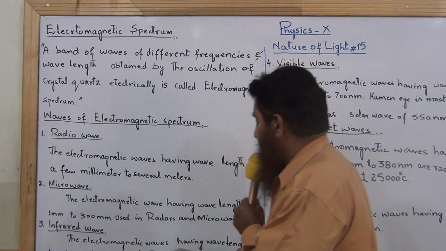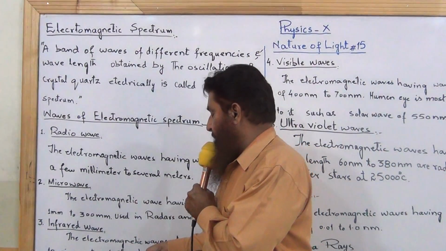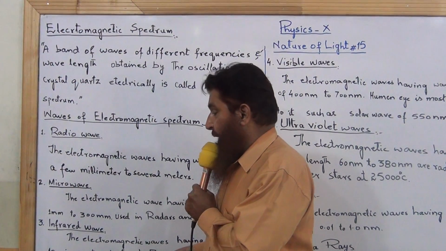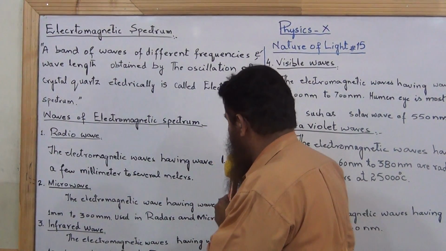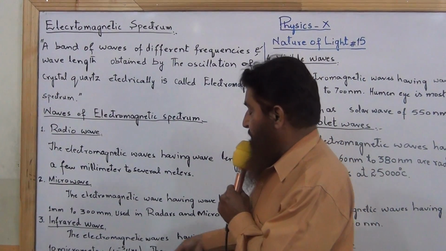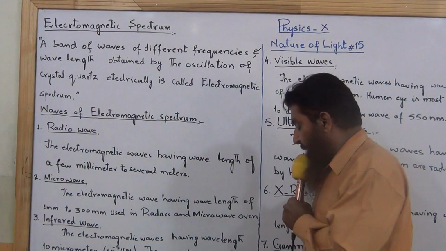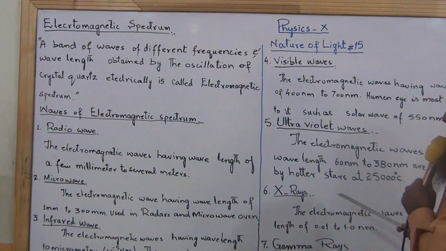Now, number three, infrared waves. The electromagnetic waves having a wavelength of 10 micrometers, or you can say 10 power minus 5 meters. They are also called heat waves, radiated by hot bodies at a temperature of 250 Kelvin.